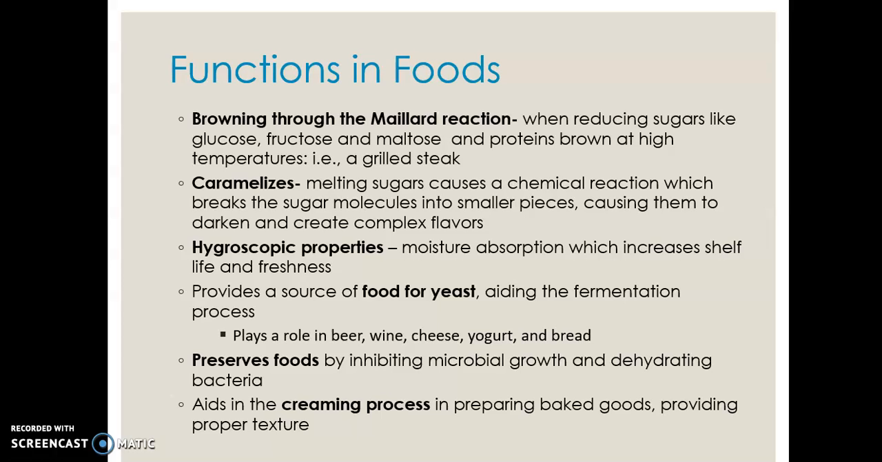Sugar also caramelizes. When you melt sugars, you get a chemical reaction which breaks the sugar molecule into smaller pieces, causing them to darken and create complex flavors. You can make caramel one of two ways. You can literally just put sugar in a pan and cook it down until it melts and becomes caramelized, or you can also add water to it. If you add a little bit of acid, like lemon juice, it helps prevent crystallization.